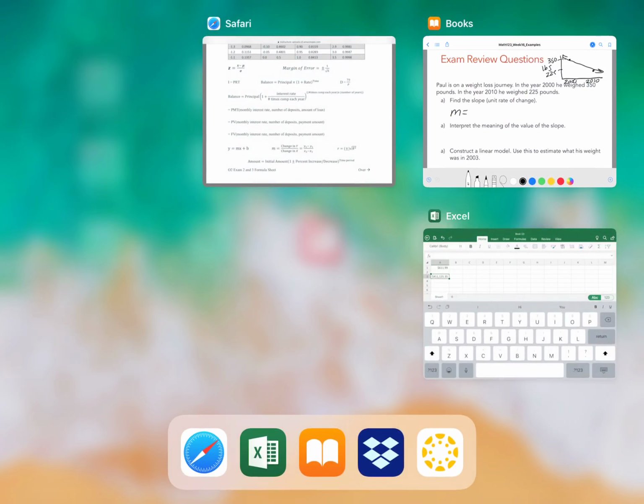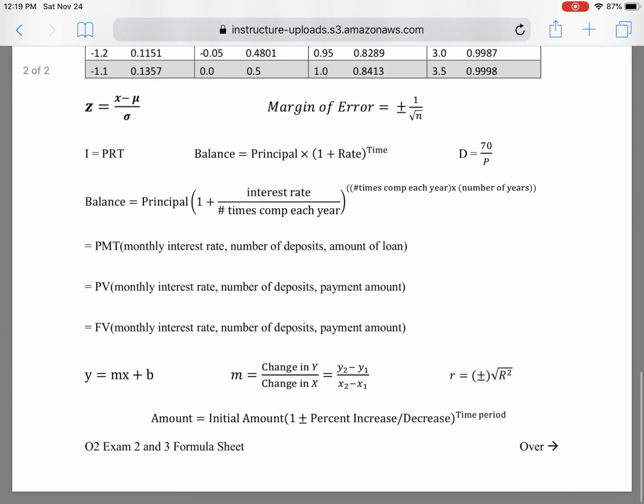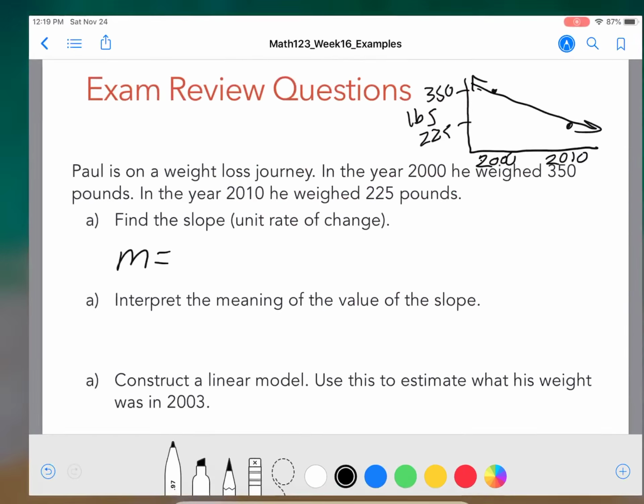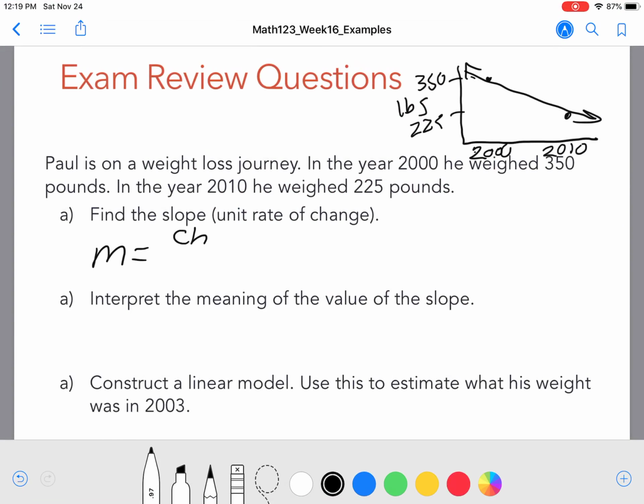So if we look on our formula sheet, we do actually have a formula for slope on here. Change in y over change in x. So it's kind of in the middle at the bottom there. So change in y over change in x. So once you draw yourself a picture, it should be pretty easy to figure out what the change in y and what the change in x are. So y is going to be, that's your y-axis over here.